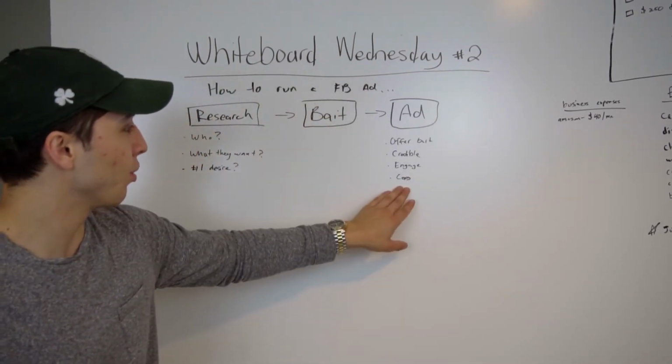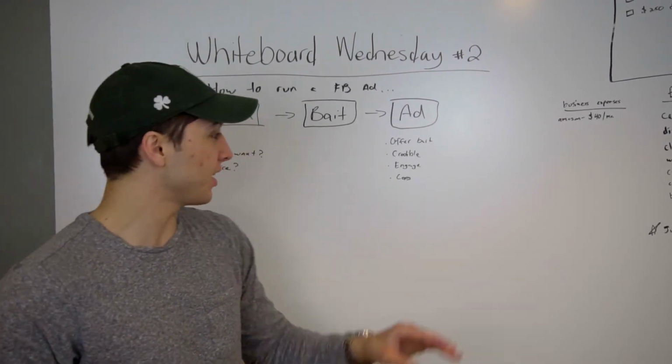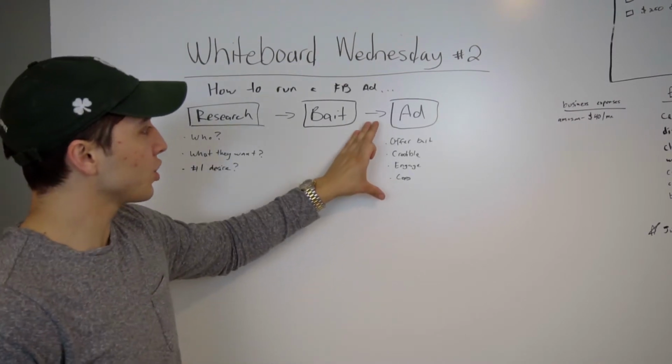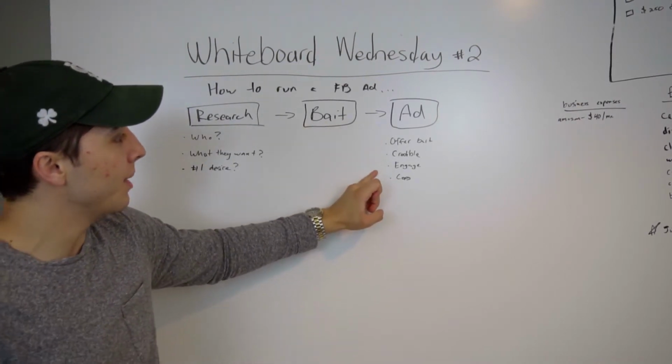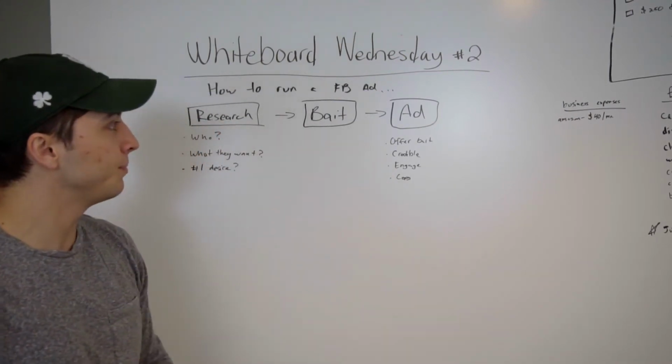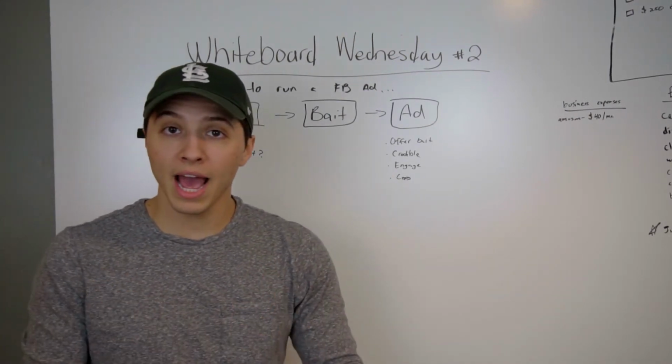Okay, that's poorly written, very small. I hope you can see that. It says copy. So yeah, you have to think about all these things. So this is the actual ad. You have to offer the bait, you have to engage them, make sure that it's credible, it looks good, the copy's good, the image is good, and you'll be set with the ad itself.